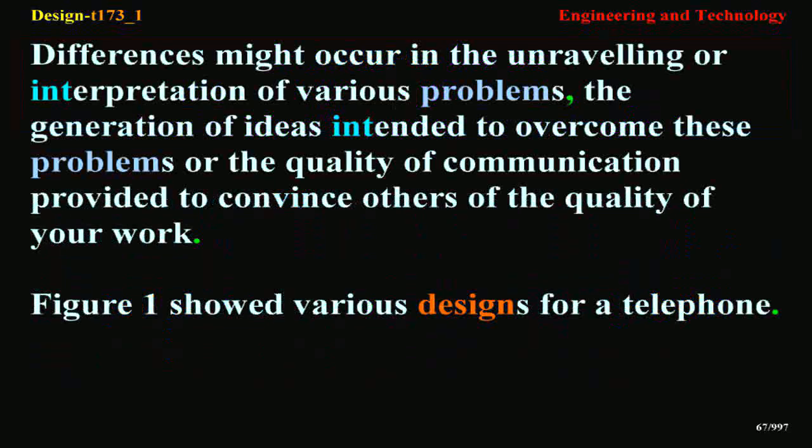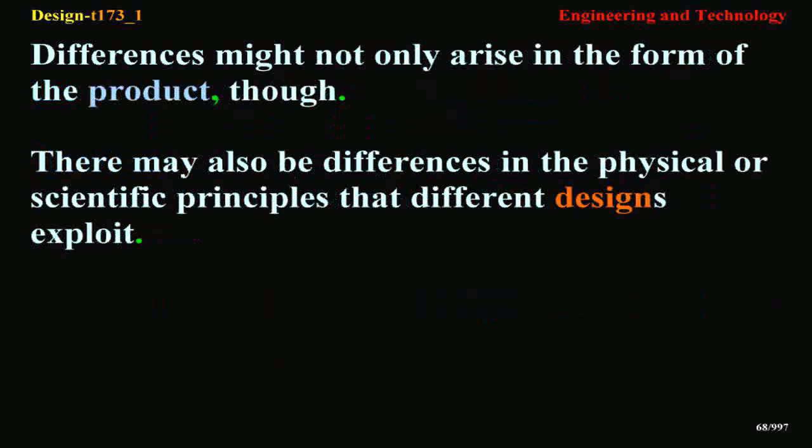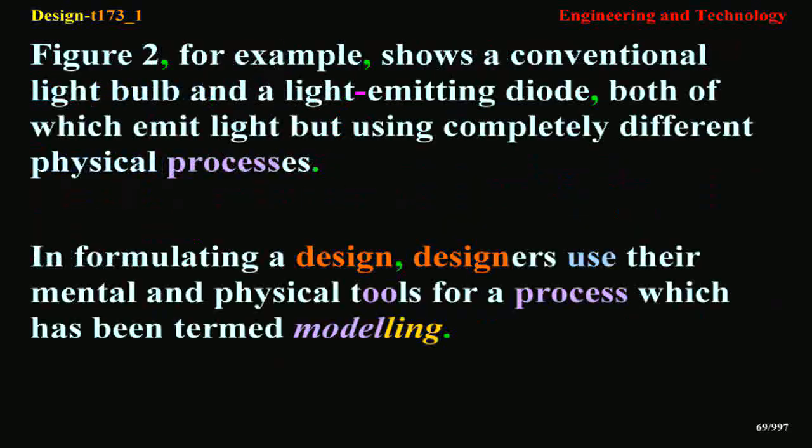Differences might occur in the unraveling or interpretation of various problems, the generation of ideas intended to overcome these problems, or the quality of communication provided to convince others of the quality of your work. Figure 1 showed various designs for a telephone. Differences might not only arise in the form of the product, though. There may also be differences in the physical or scientific principles that different designs exploit. Figure 2, for example, shows a conventional light bulb and a light-emitting diode, both of which emit light but using completely different physical processes.